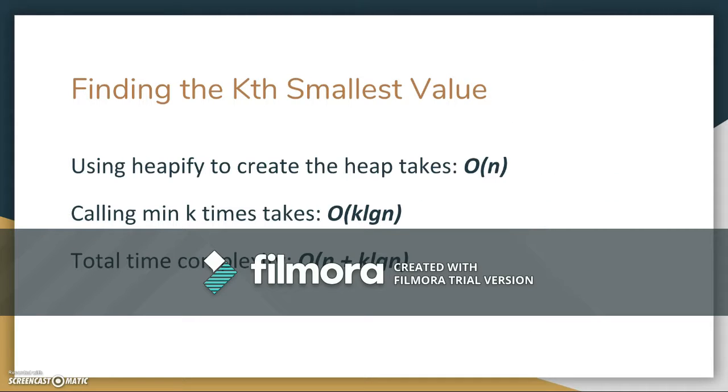When we find the kth smallest value, we build our binary heap using heapify, then call the minimum function k times. As we said, using heapify to create the heap takes O(n) time. Calling the minimum function k times takes O(k log n) time. So our total time complexity is O(n + k log n).